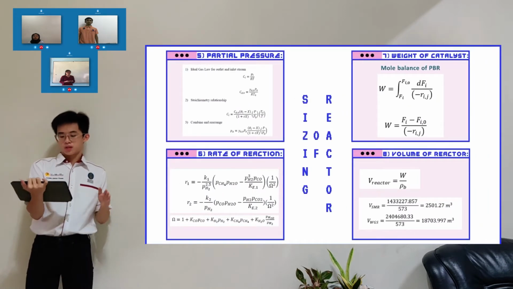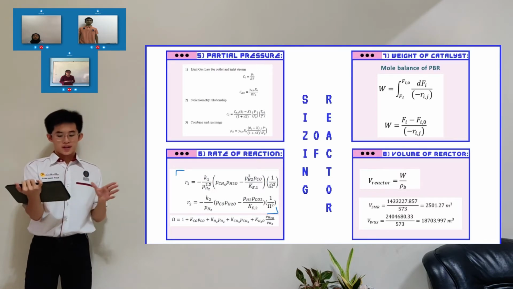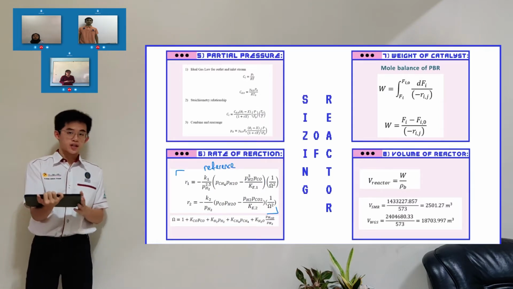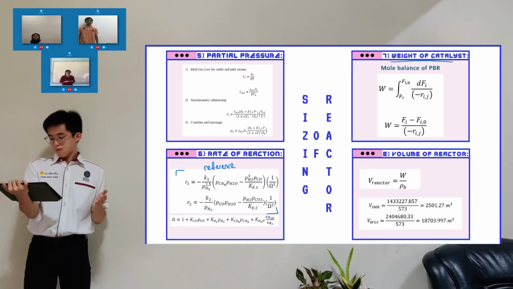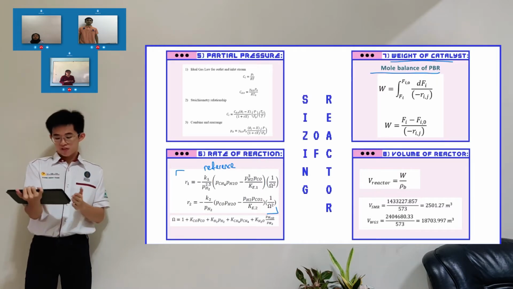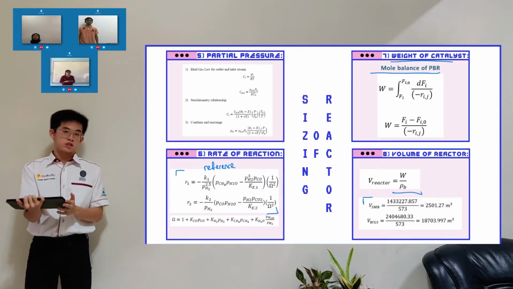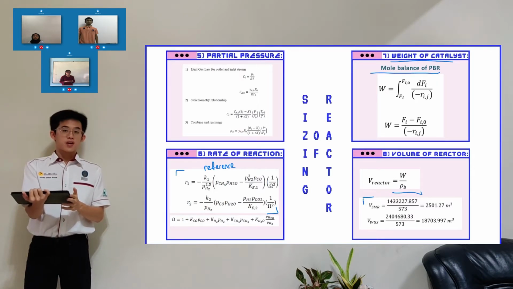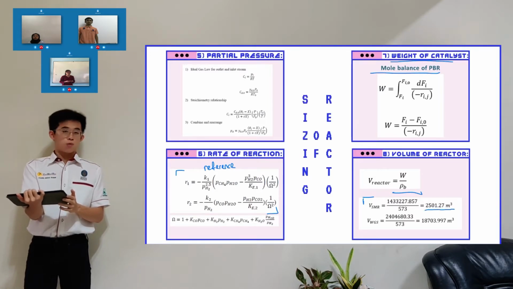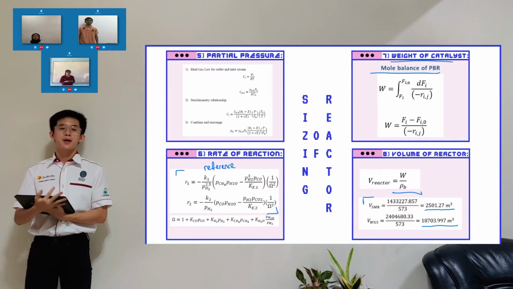Next, the rate of reaction is determined by using the rate of reactions formula for SMR and WGS that is given by the reference. And step 7 is to calculate the mass of catalyst needed using the mole balance for a packed-bed reactor. Lastly, divide the mass of catalyst by bulk density and we can obtain the volume of SMR reactor required to be 2501.27 meter cube and volume of WGS reactor to be 1873.997 meter cube. With that, I pass to my group mate.